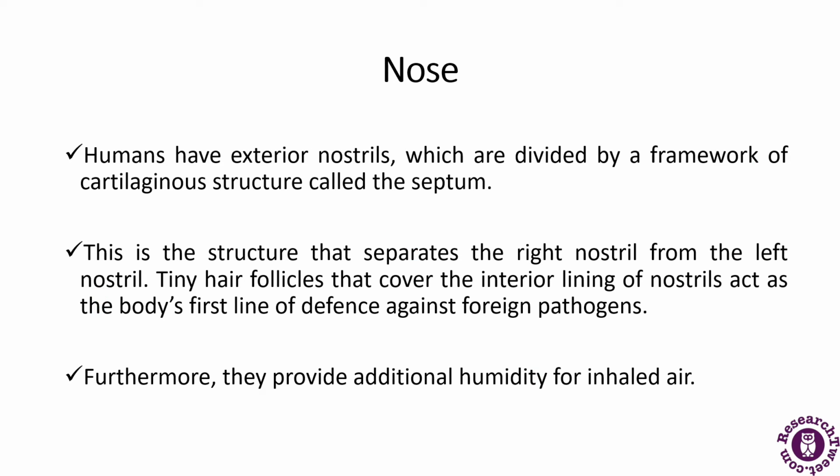So as you can see, the nose has two nostrils, the right one and the left one. In the nose there are tiny hair follicles that cover the interior lining of the nose. Why is there hair in the interior lining of the nose? Because it acts as a first line of defense against foreign pathogens. It will not allow the foreign pathogens to enter our lungs.